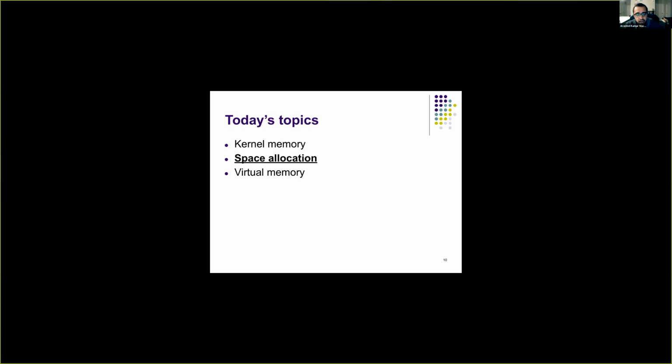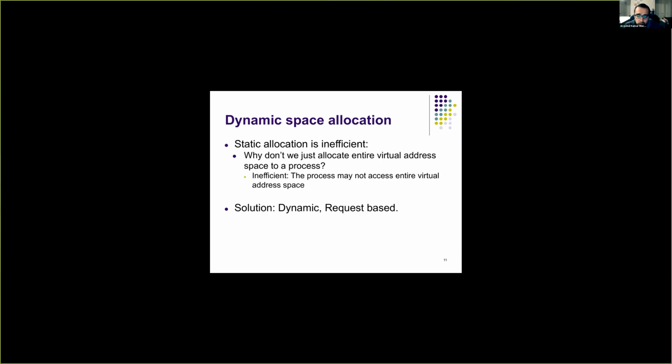So in this part, we will look into how virtual address space is allocated to a process by the operating system. The simple way in which the operating system can allocate space to a process is static allocation. That means whenever a process starts running, just create page table entries for the entire virtual address space and assign corresponding physical pages to each virtual page, right?